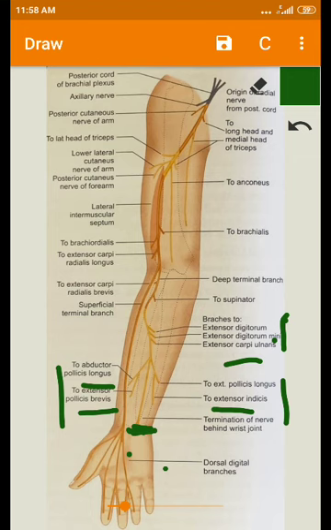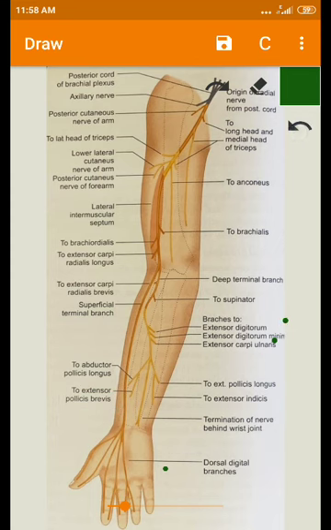Okay, this is about the nerve supply by the posterior interosseous nerve. So this is the end of the posterior interosseous nerve on the back of the forearm. Okay, now we have ended up here, isn't it? So now coming to the superficial branch.